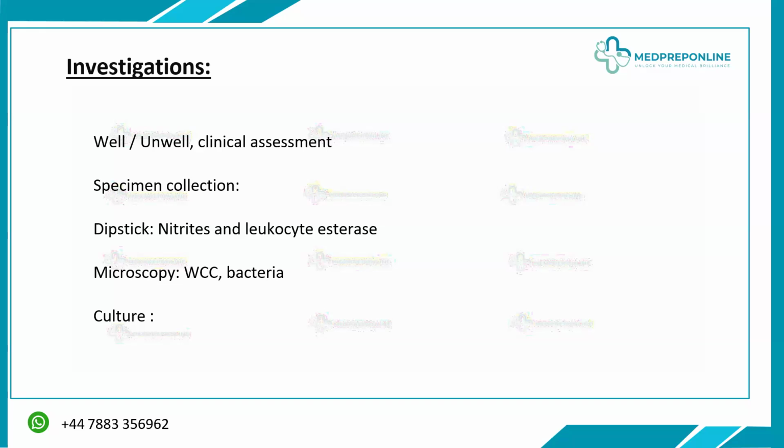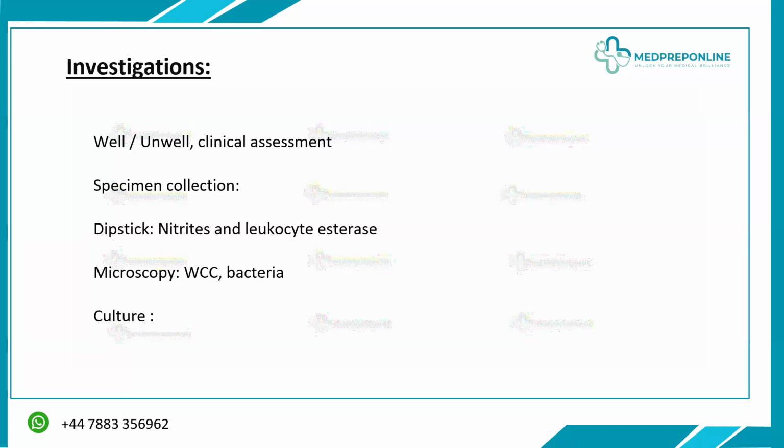So after specimen collection, it is checked for the dipstick, and in dipstick we check it for nitrites and leukocyte esterase. If the sample is positive for the nitrites and leukocytes both, then in that case you have to send the urine for microscopy and culture and start antibiotics.